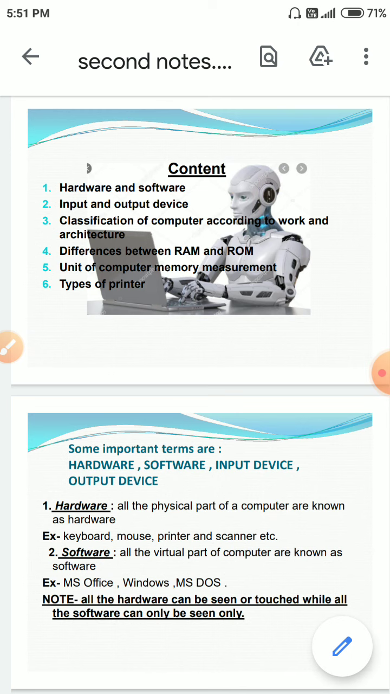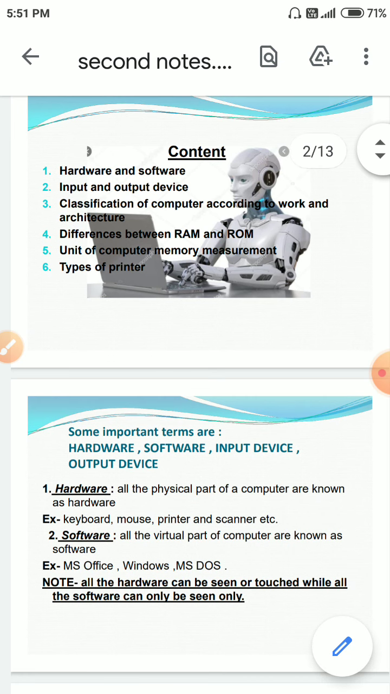In this video we will learn about hardware and software, input and output device, classification of a computer according to work and architecture, differences between RAM and ROM, unit of a computer memory measurement and the types of a printer. So let's start.